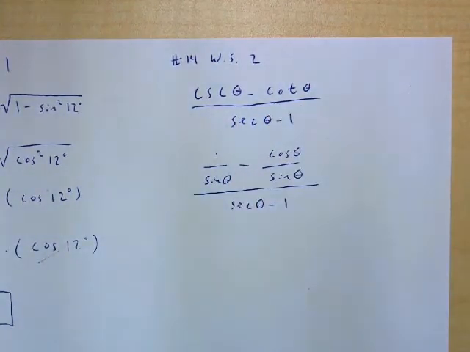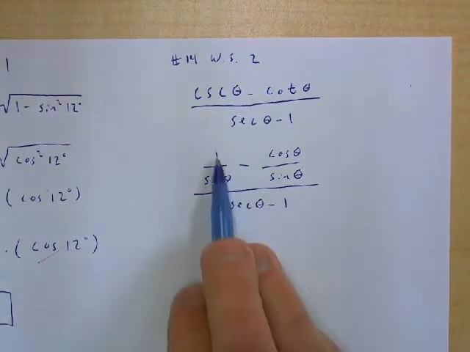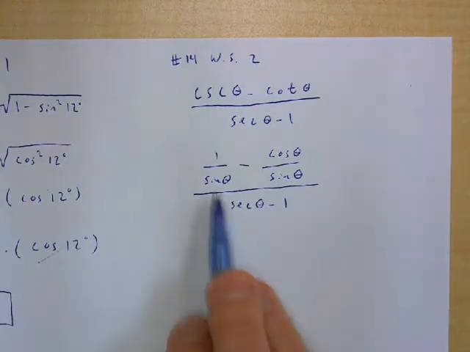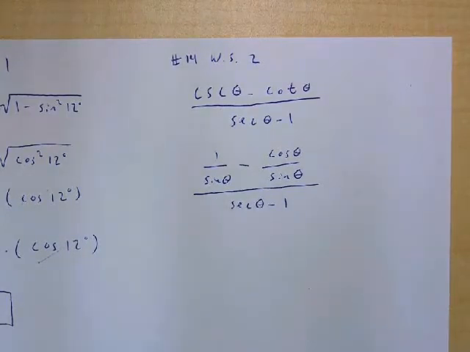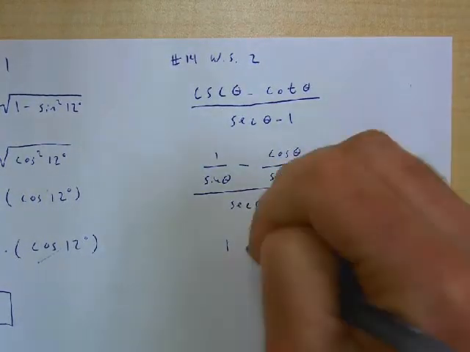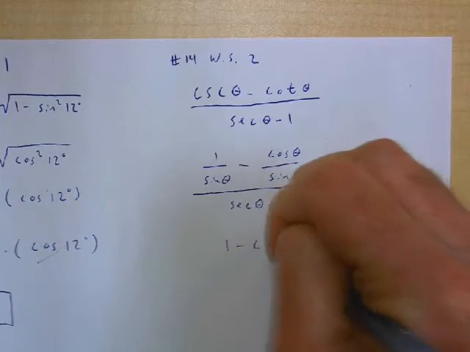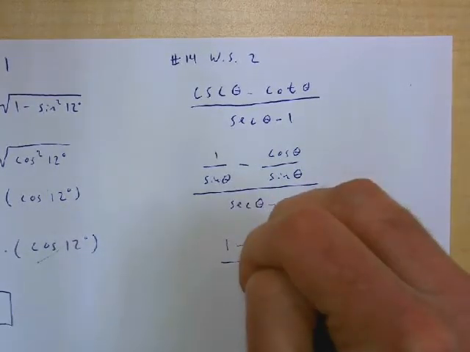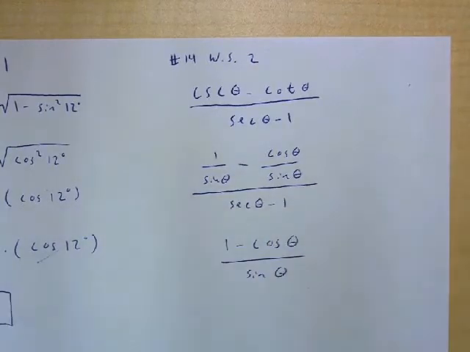Okay. All right. So on the top here, I got 1 over sine theta minus cosine theta over sine theta. Well, these have a common denominator of sine theta, so then I can combine those two things. And then that's going to give me 1 minus cosine theta over sine theta. Okay, so then that's my numerator, divided by, and then we got the secant theta minus 1.